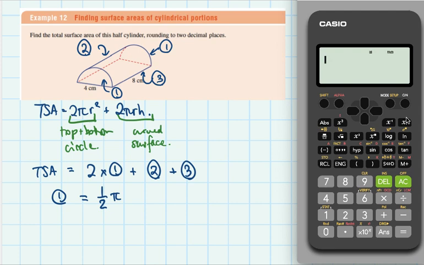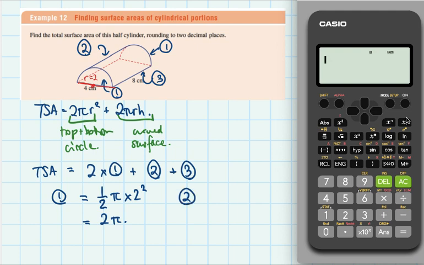So we need to work out the radius. Now, we're given here the diameter. So therefore, the radius would be 2 centimeters. So half times pi times 2 squared. Let's make that 4 times a half, which is 2 pi. So now we've found the area of one semicircle. Let's work out the next one, 2.